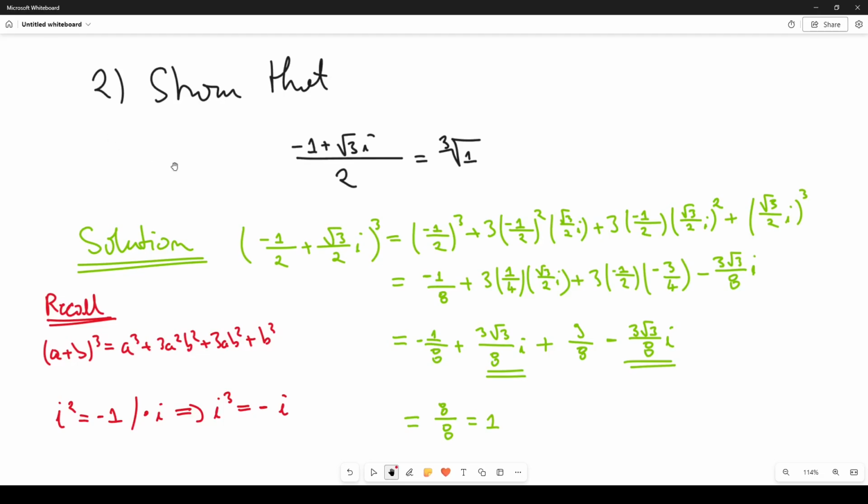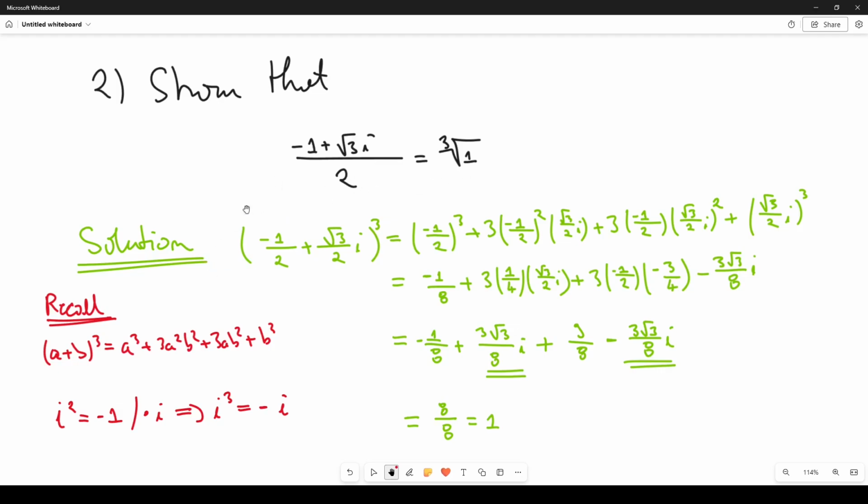Problem number 2, we have to show that this complex number is a cube root of 1. Now this is not just the ordinary number 1, but this is the complex number 1. So one cube root of 1, of course, would be just 1. But it turns out with the complex numbers, we also have 2 more cube roots, and this is one of them. So let's show that this complex number is a cube root of 1.